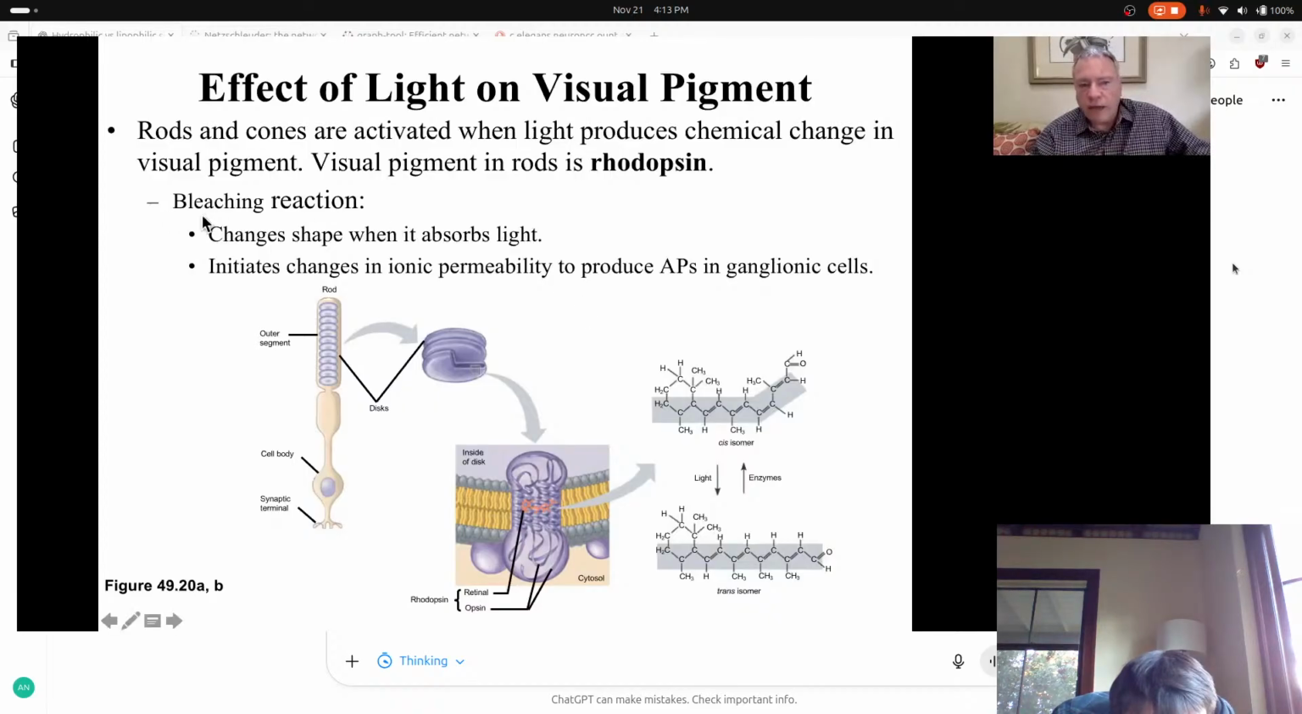Okay, so this is called the bleaching reaction. Just like you leave a pigmented cloth out in the sunlight and it bleaches and turns lighter, in the same way we have the pigment changing in response to the presence of light. But we have enzymes that can reverse that change, unlike your clothes that you left out and got faded in the sun. So in the rods, it's rhodopsin. In the cones, it's still going to be the retinal, but it's going to be different proteins, so other opsins.